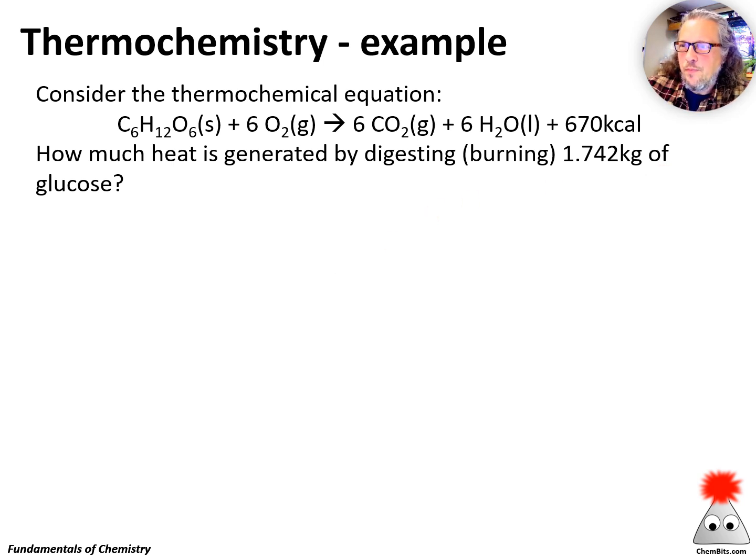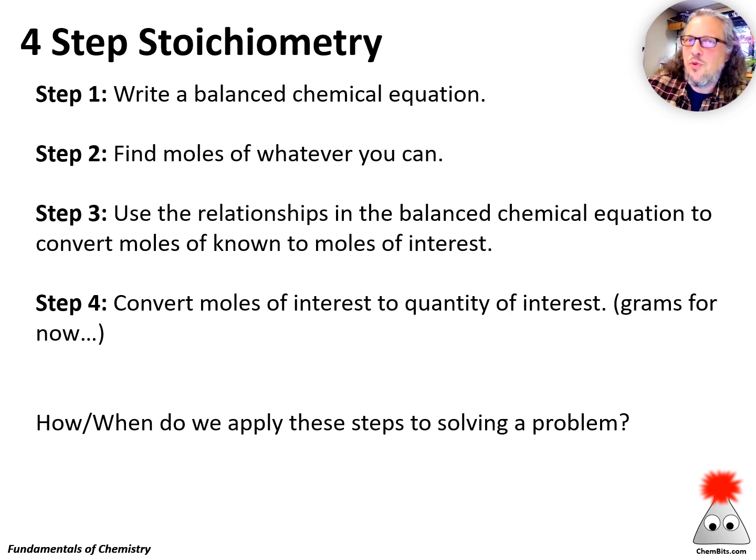So if we recognize this as a stoichiometry problem, we can approach it using the same 4 steps that we use for every other stoichiometry problem. So step 1, write a balanced chemical equation. Step 2, find moles of whatever you can find moles of. Step 3, use the relationships in the balanced chemical equation to convert moles of known to moles of interest. And then finally, convert moles of interest into the quantity of interest. And often that's grams, but sometimes it ends up being heat. So how do we apply these steps to a thermochemistry problem?